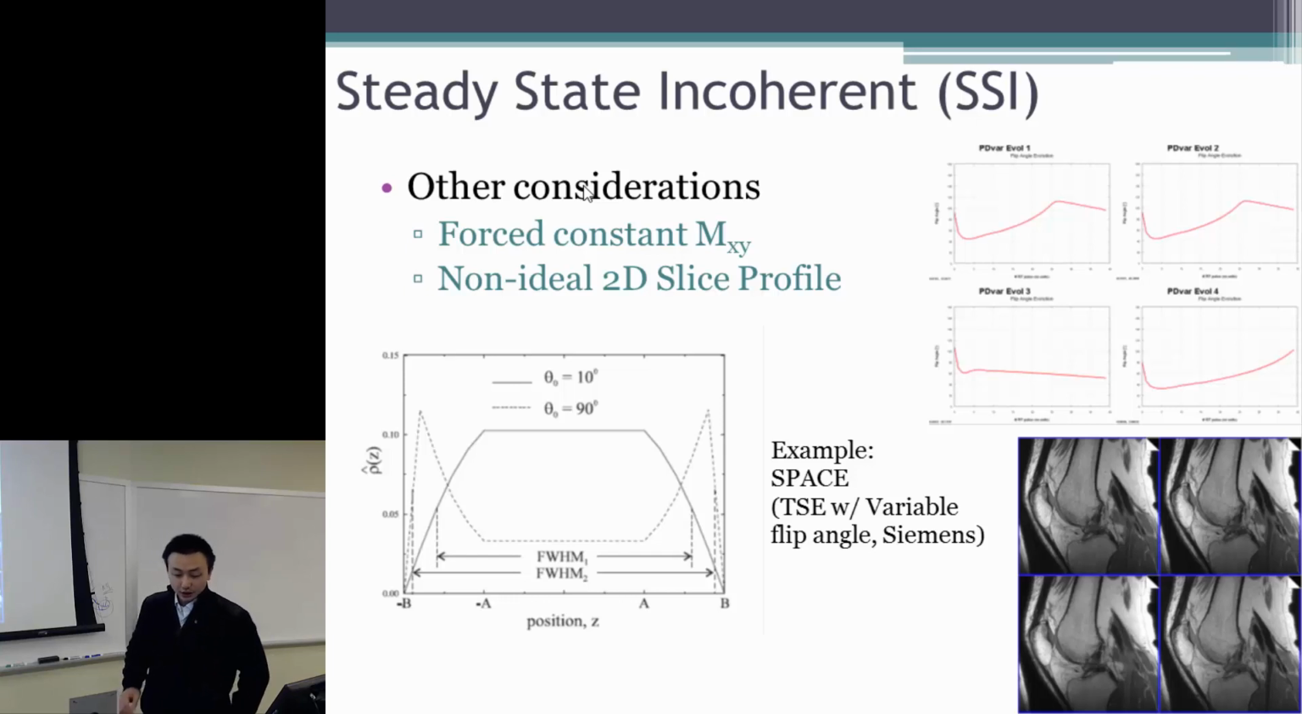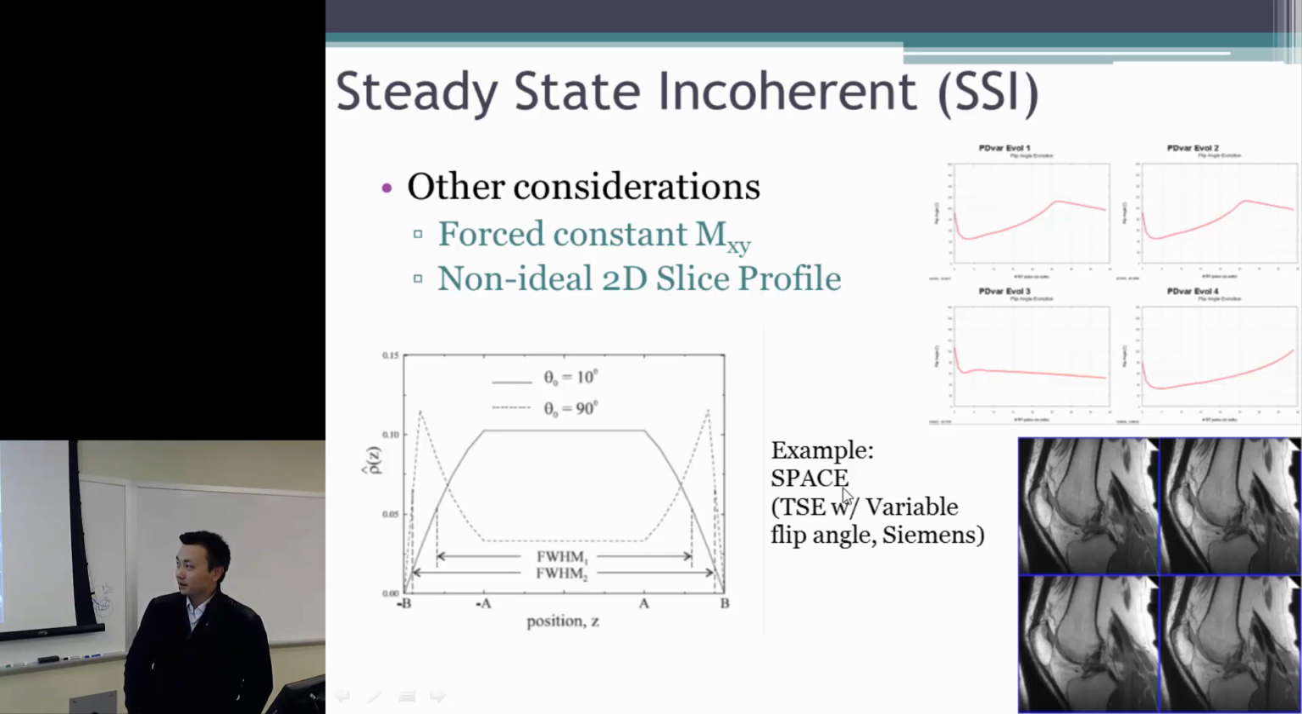Okay. So yeah, there is this forced constant transverse magnetization technique. The idea is to use a variable flip angle, so that the transverse magnetization that was excited by the first few RF pulses has the same magnitude as the steady state. So that we can immediately start collecting the data, regardless of whether it has reached the steady state.